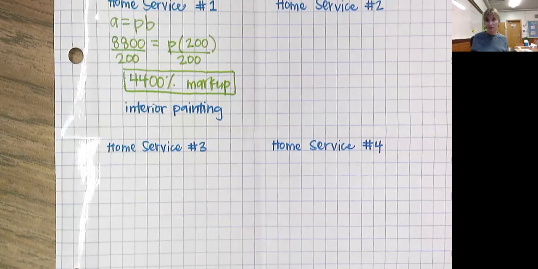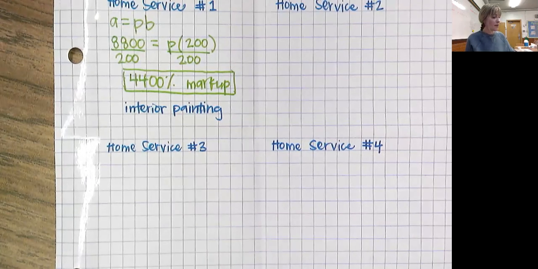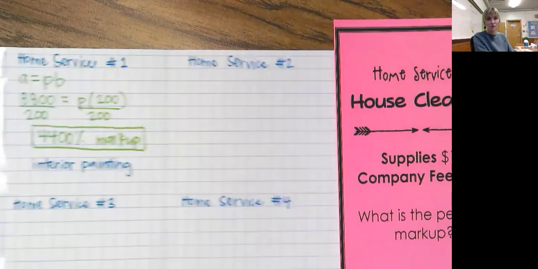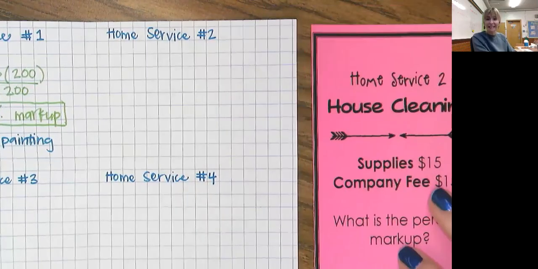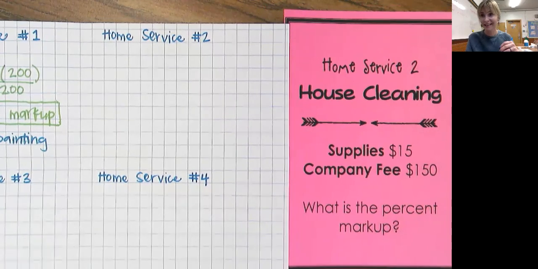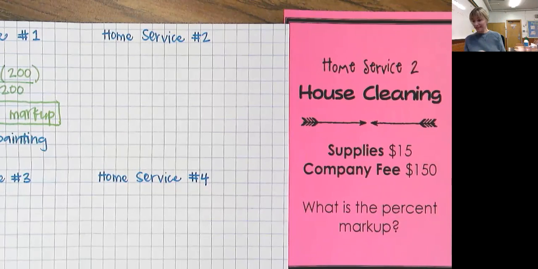Let's check out what home service number 2 is. Another thing that has a huge, huge markup. Do you have a guess? What's a thing you could totally do yourself, and most of us do ourselves, but you could also hire someone to do it? You ready to see it? Home service number 2, house cleaning. Who loves chores? No one. Okay. So you can totally do it yourself, but you could also hire a house cleaner to come to your house periodically to do it, which is nice.